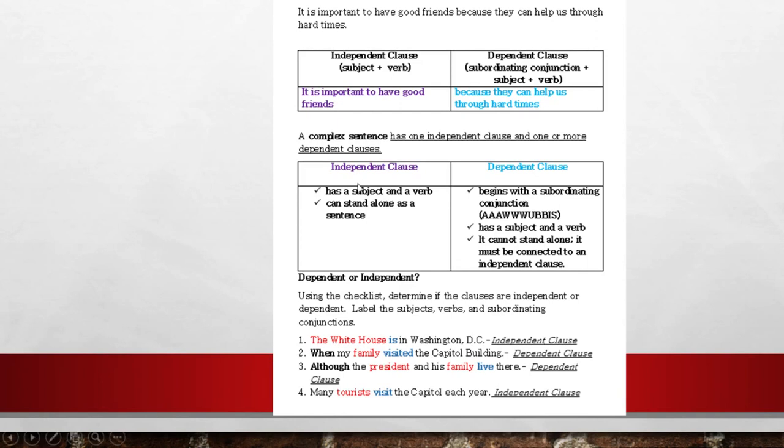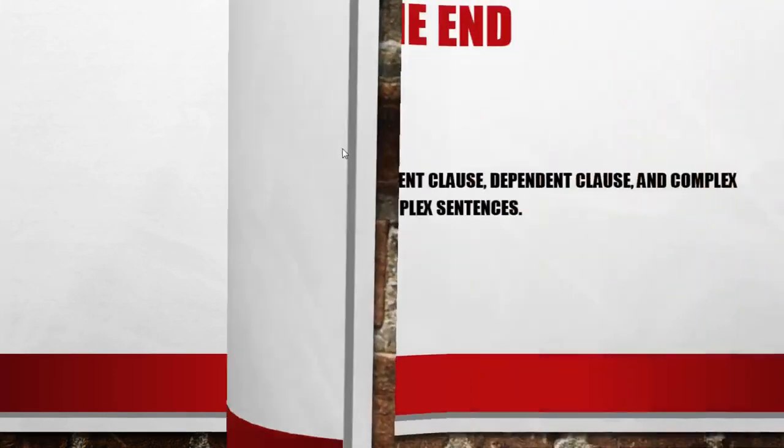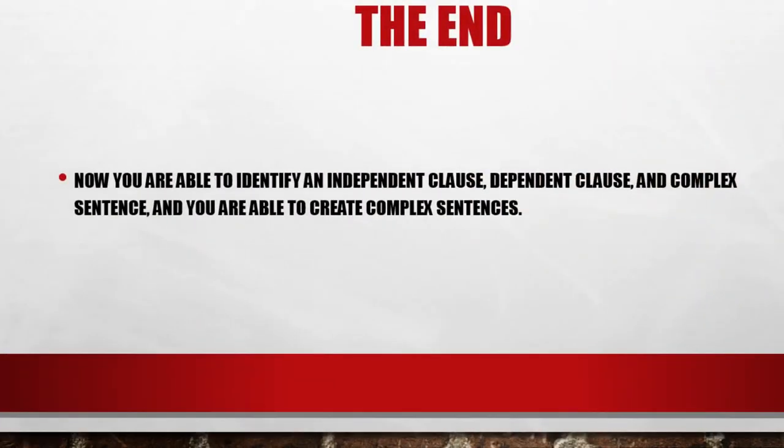So, don't forget that what we just went through shows you the different components of a complex sentence. Remember, a complex sentence would include an independent clause and one or more dependent clauses. So you were just able to identify an independent clause and a dependent clause. And putting them together creates a complex sentence. So now you are able to identify an independent clause, dependent clause, and a complex sentence. And you are able to create a complex sentence.